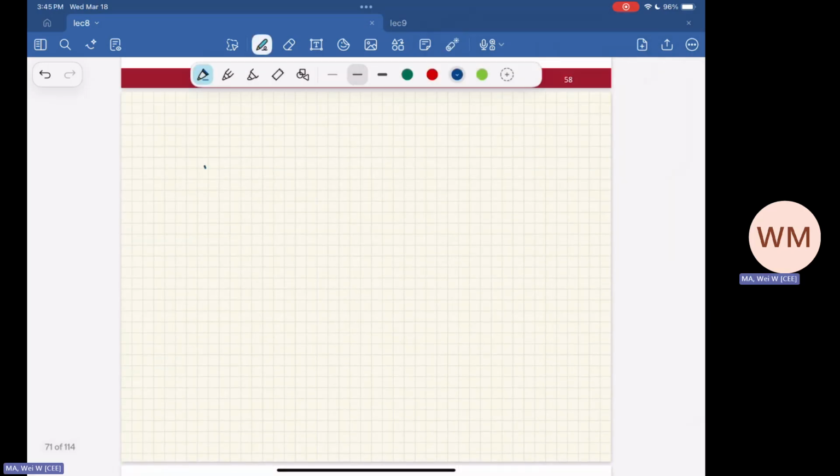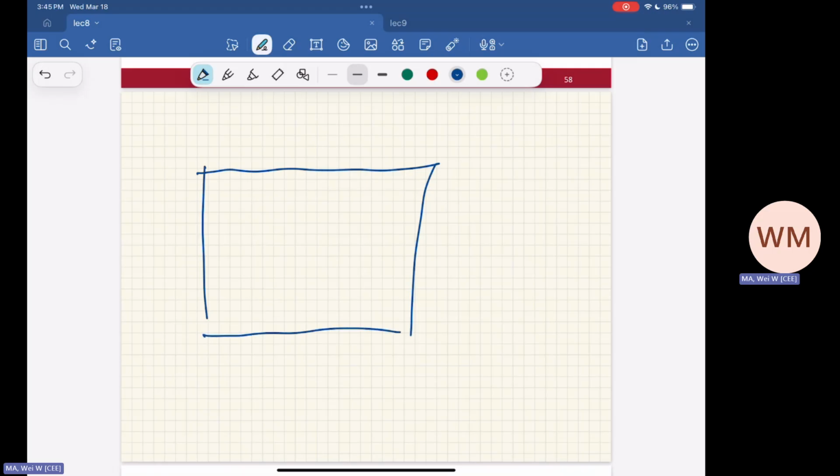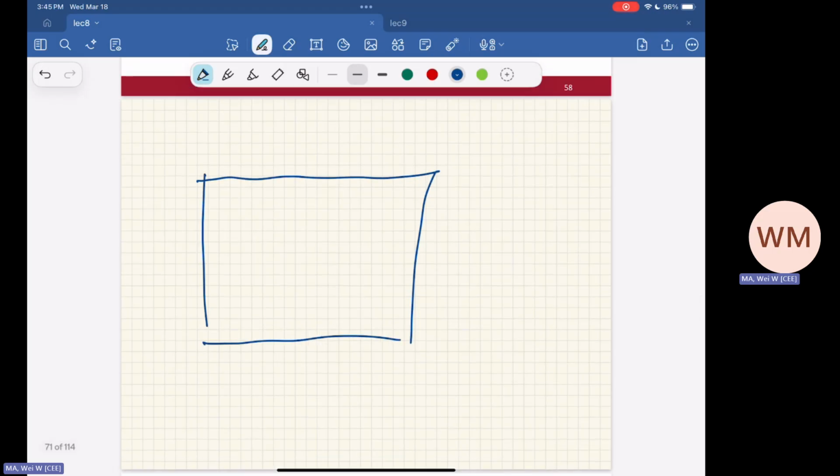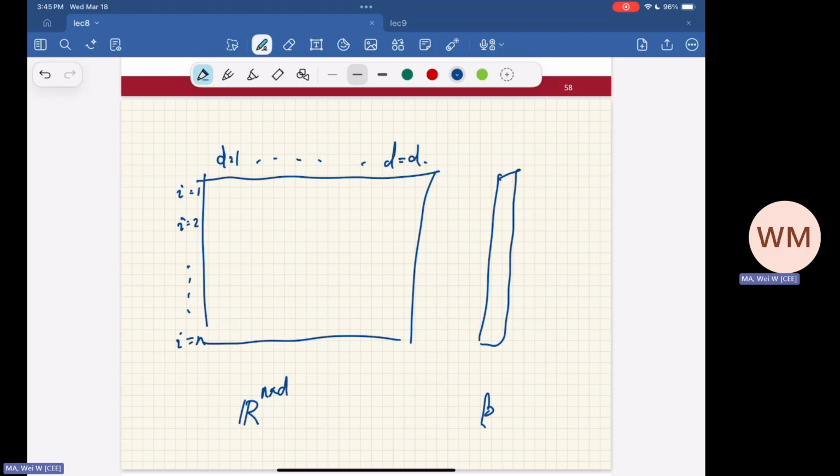Remember, how do we organize the data? Our data is some X matrix. So basically you have number of data, i equals 1, i equals 2, all the way to i equals n. And then you have d equals 1 all the way to d equals D. So this is an n by D matrix. So what is your coefficient? Basically you need to have a beta or W, depending on notation. Say for example, we have a beta. What is the dimension of the beta? Beta should be dimension D, right?